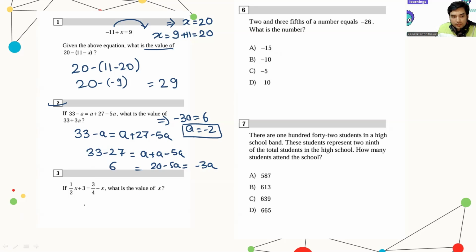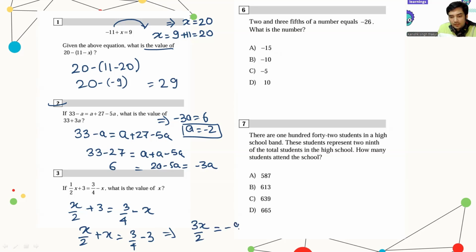Now what is the value of x here? So x over 2 plus 3 is equal to 3 over 4 take away x, right? This x I have to shift there. That will become positive x. So x over 2 plus x is equal to 3 over 4 take away 3. X over 2 plus x, what is it? 3x over 2 is equal to 3 minus 12 is negative 9 over 4, right? 3 3s are 2 2s are. So x will be equal to negative 3 over 2. This would be my answer.